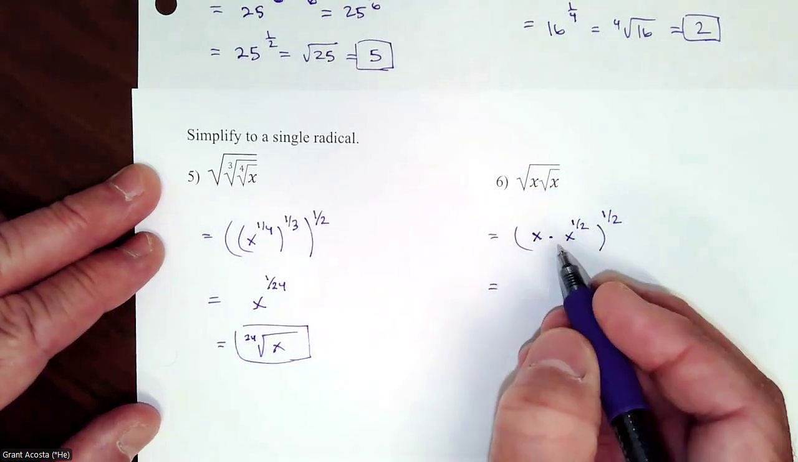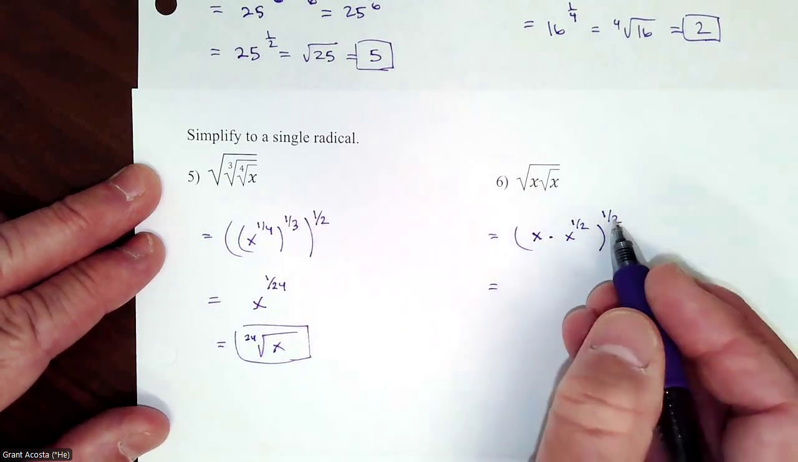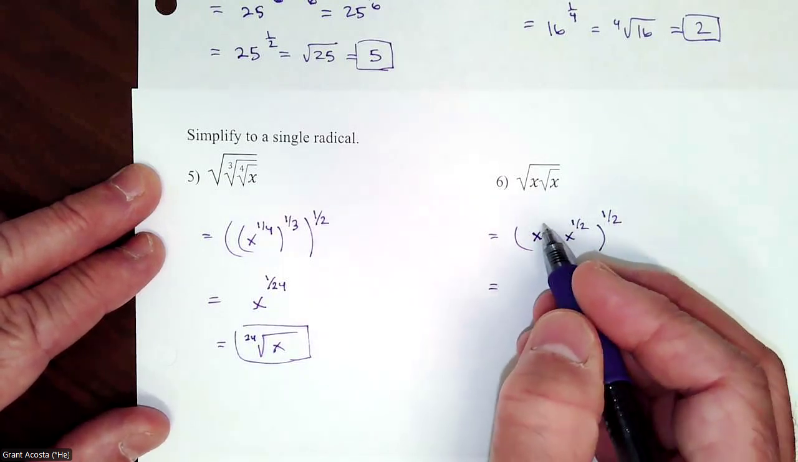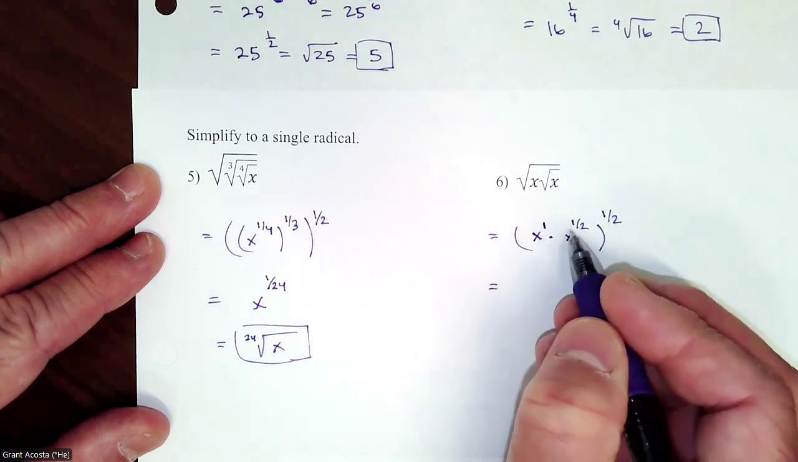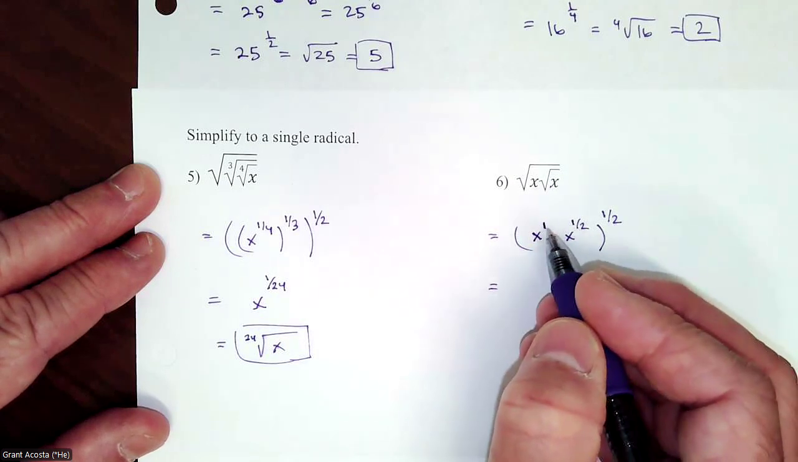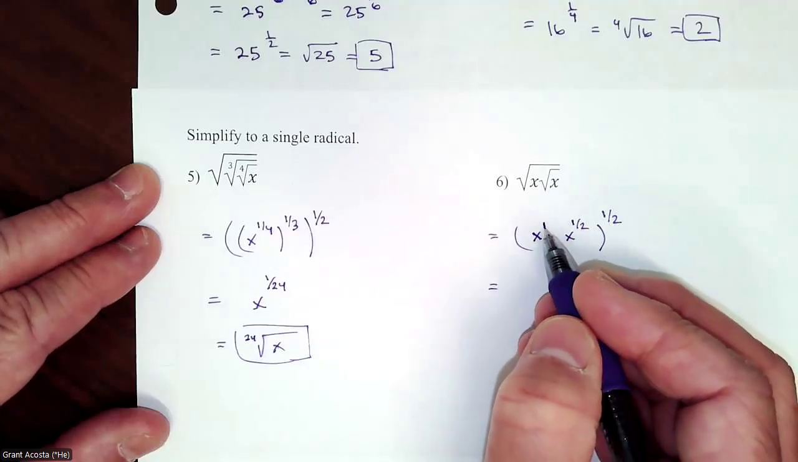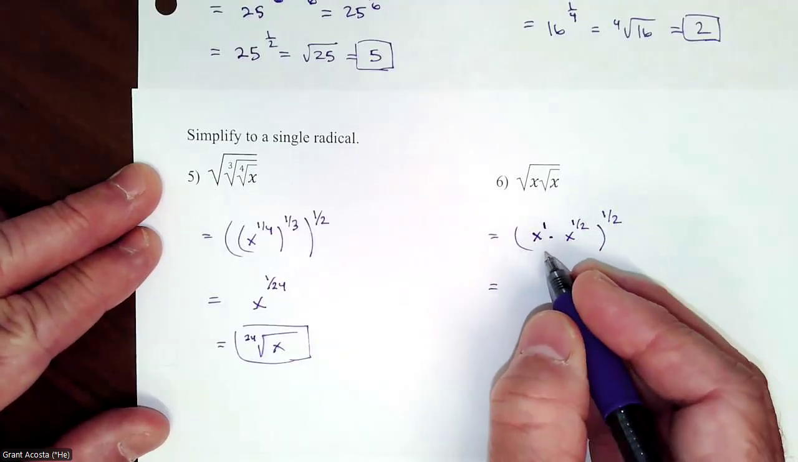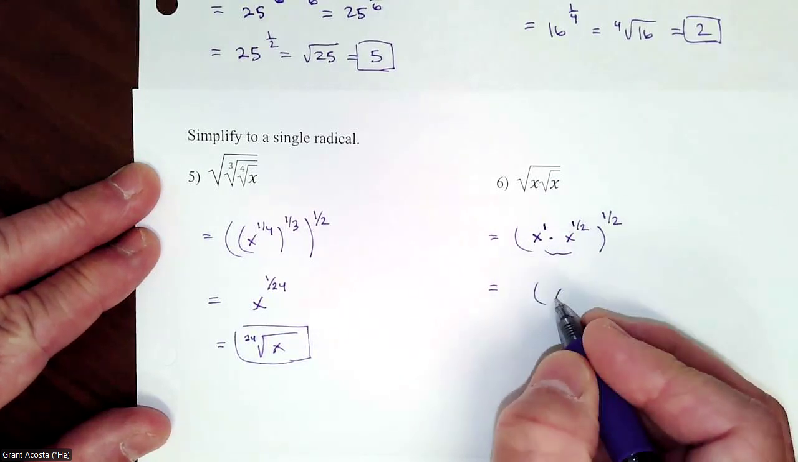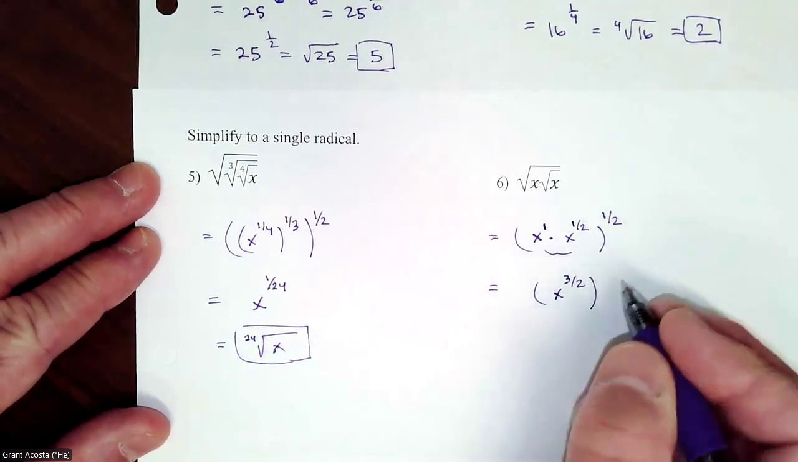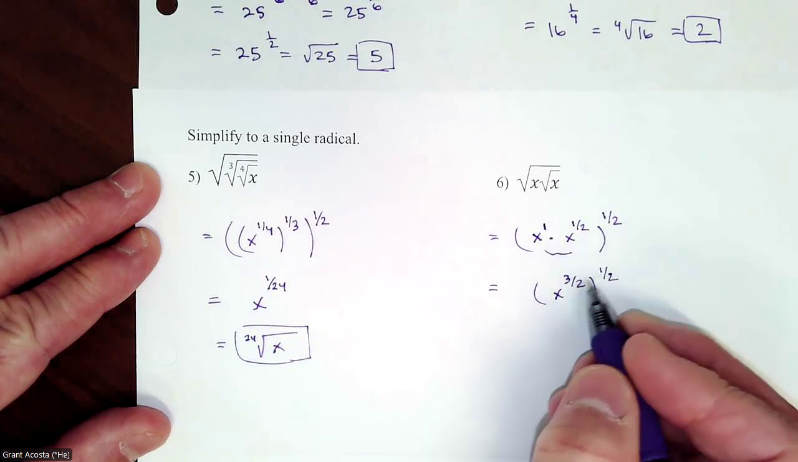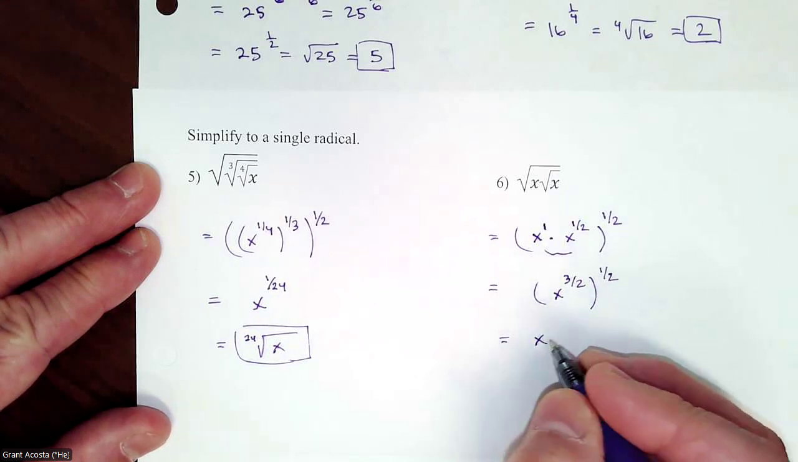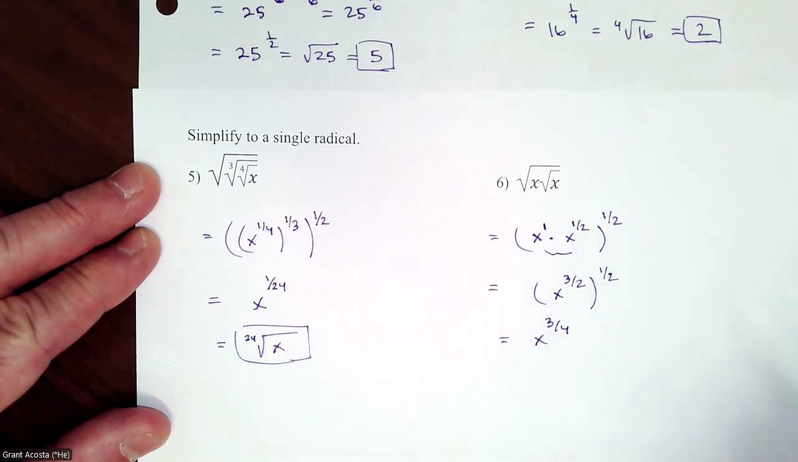Now, there's a couple things you could do here. You could either distribute the 1/2 to both, or you could combine these first. Remember, we're multiplying, so we would add those together. 1 plus 1/2 is like 2 halves plus 1/2. If I combine these together, that gives me x to the 3/2. And then here I'm multiplying the powers because I have a power to a power. So this is the same as x to the 3/4.